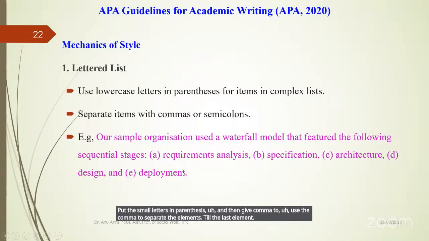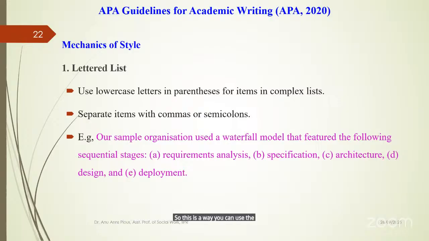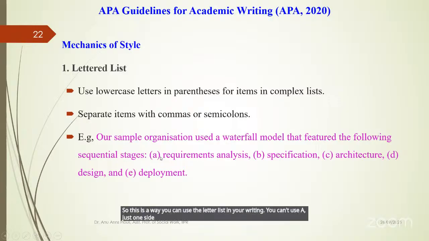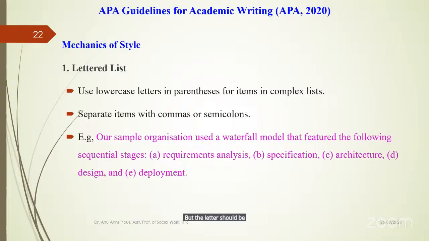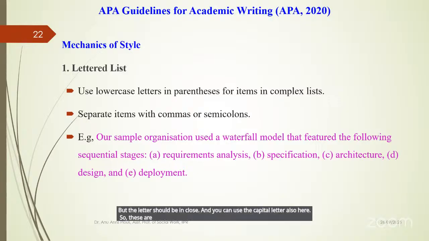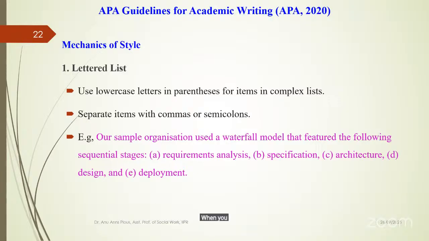So this is the way you can use the lettered list in your writing. You can't use just one side bracket or one side parenthesis. You have to use both side parentheses. That means the letter should be enclosed, and you can use the capital letter also here. So these are the certain rules to be followed when you are using the lettered list in your content.